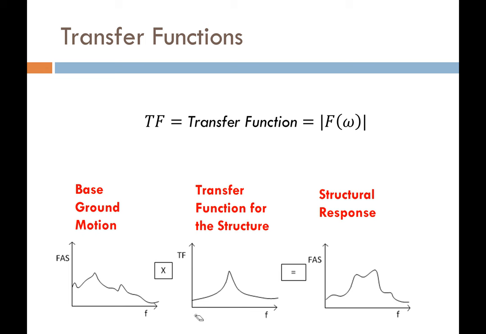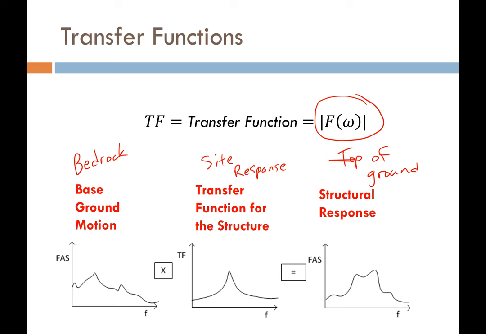And if we multiply our Fourier amplitude spectrum by our transfer function, we get the Fourier amplitude spectrum for our structure, the mass of our structure. So if I'm likening this to soil, this would be like the bedrock. This would be the site response. And then this would be the ground motion at the top of the ground. And the notation that we're going to use for transfer functions, we're going to use this capital F as our notation. And then it's a function, of course, of omega, which is the frequency of our loading. And so that should give us sufficient review for our transfer functions.